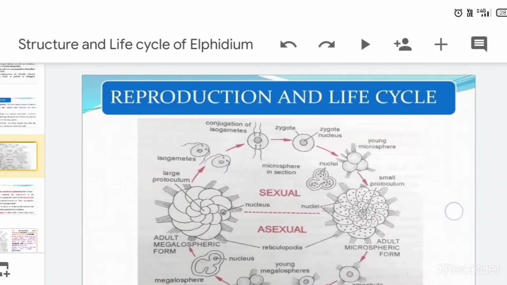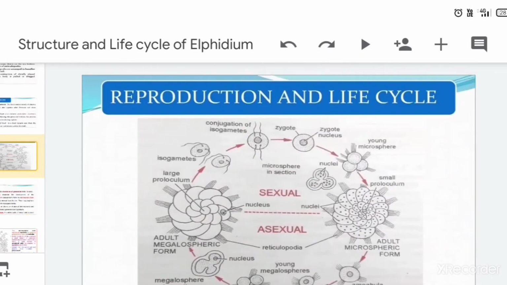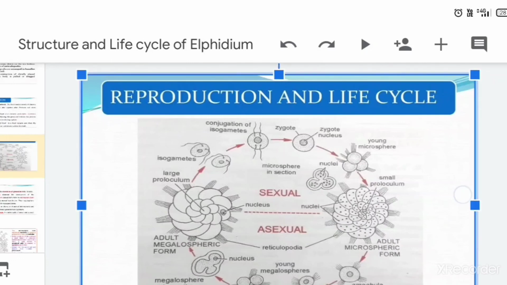Then we come to the reproduction part. As we have discussed, Elphidium exists in two forms, one is microspheric and the other is megalospheric. The megalospheric form undergoes sexual reproduction in order to produce the microspheric forms, whereas the microspheric forms undergo asexual reproduction to produce the megalospheric forms. This process of alternating asexual and sexual cycles is called alternation of generations.